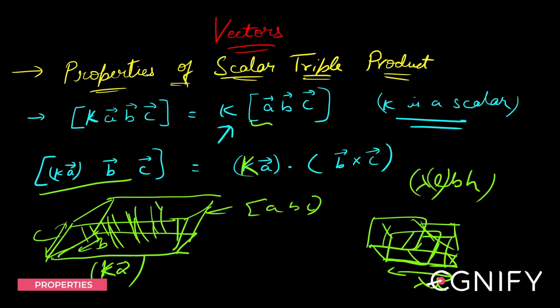So that is what is happening here. This is the original volume, and that's being multiplied by K because one of your edges is actually multiplied by K. So that's what the property is. Let's move on to the next property.